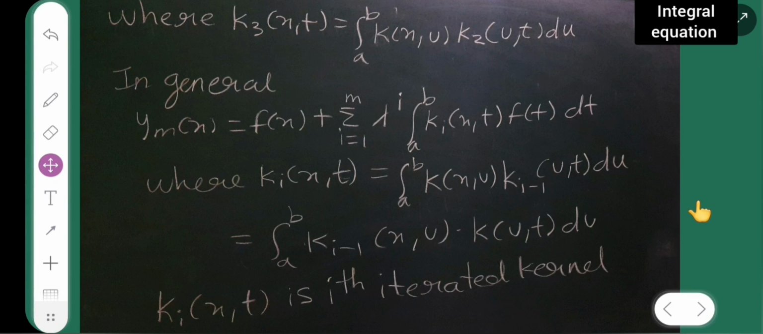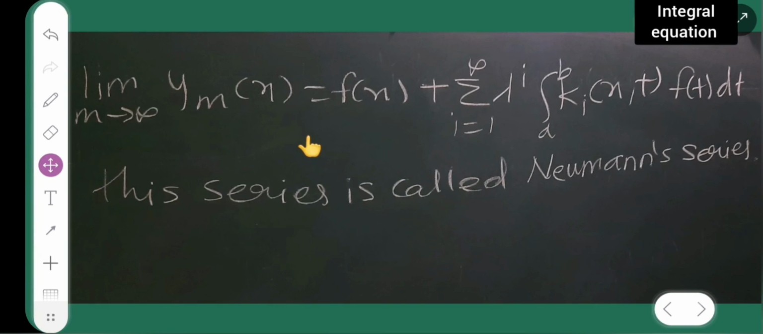Next page I'll turn. Now limit of m tending to infinity, ym of x is equal to f of x plus summation i equal to 1 to infinity lambda raised to the power i integral from a to b ki of x comma t f of t dt. This series is called Neumann series. And here I am done with today's lecture.